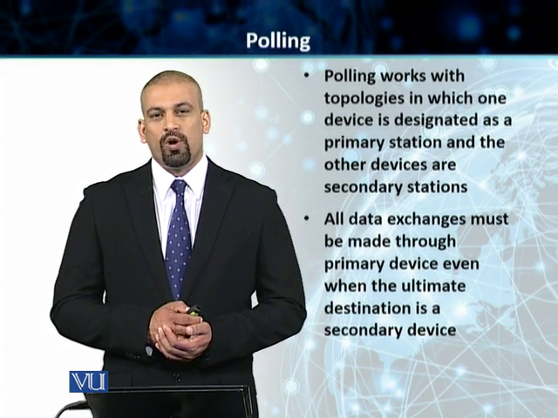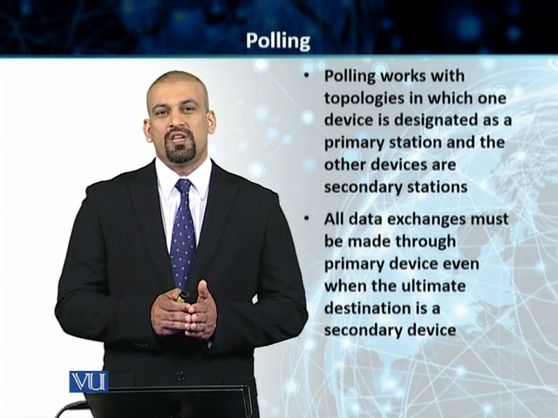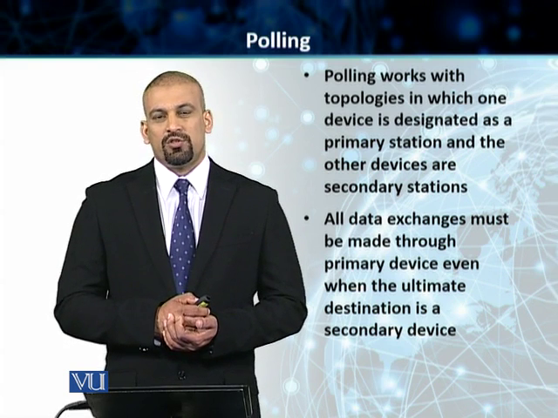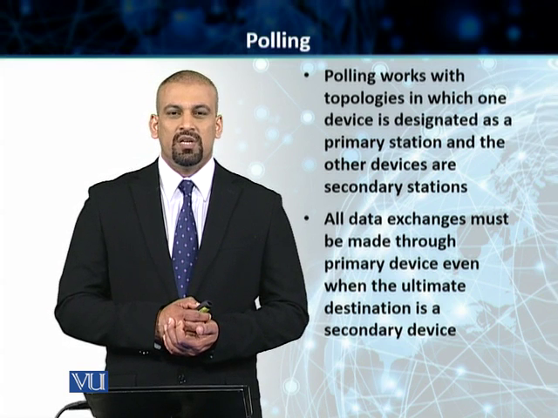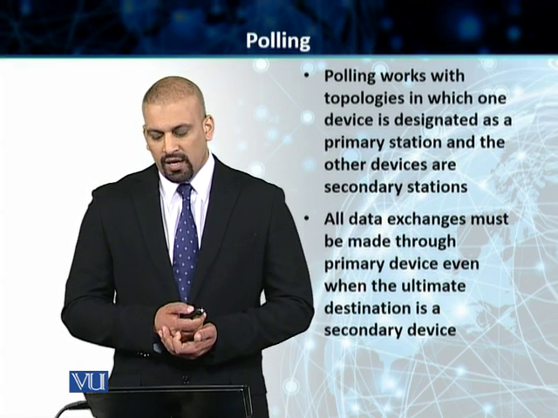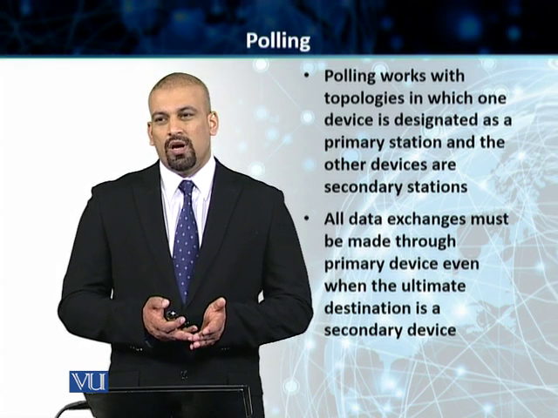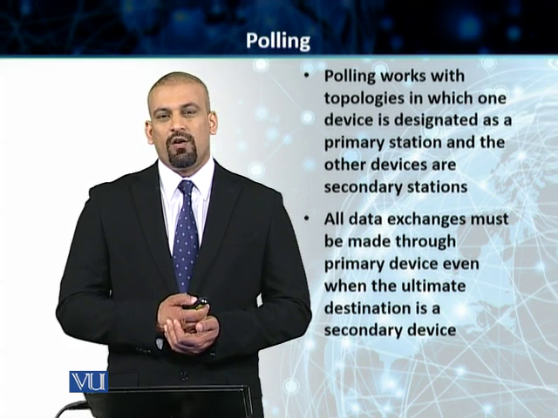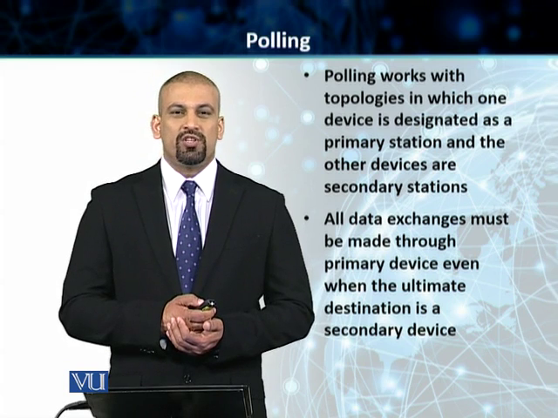In the case of polling, we have a primary station. In every shared medium, we have a primary station, the boss station, and we have secondary stations. Only one station can be designated as the primary station. All the other stations are secondary stations. In this method of polling, we take permission from the primary station before we send data onto the shared medium.